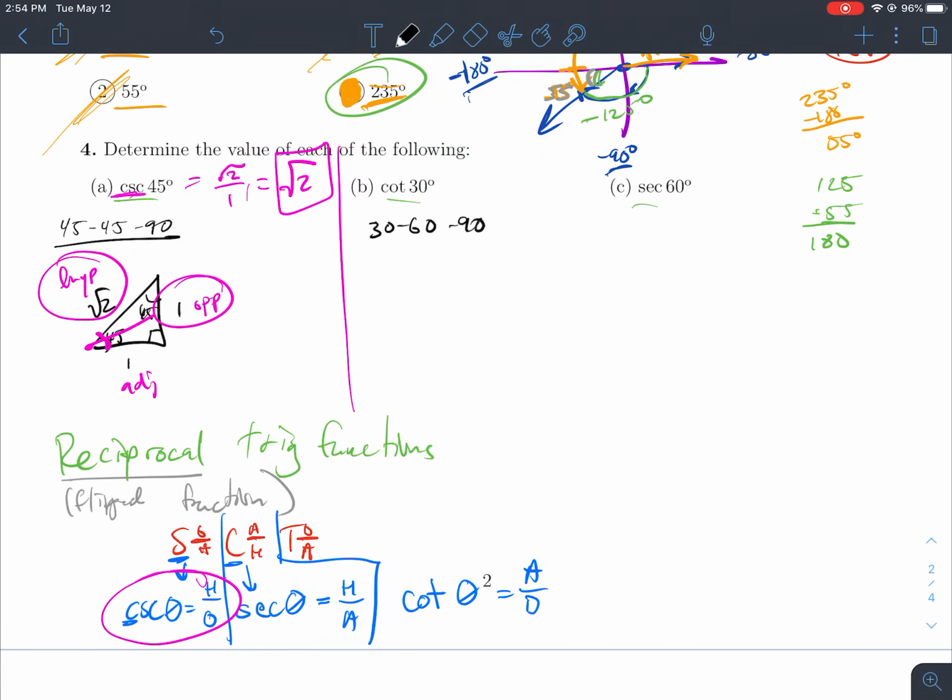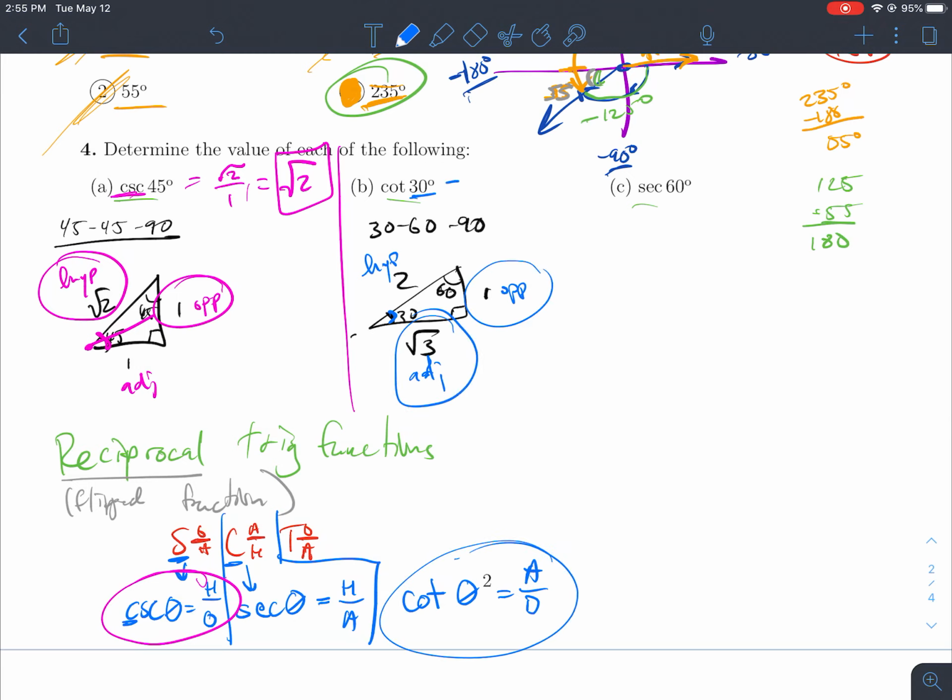Cotangent 30. All right, 30, 60, 90. Always putting the 30 degree angle here. Let's see, 1, 2, square root of 3. Cotangent is, let's label these. We're looking at 30, so here we go. Opposite, hypotenuse, adjacent. So cotangent is going to be adjacent over opposite. So square root of 3 over 1. Square root of 3 divided by 1 is just square root of 3 if you fully simplify it.